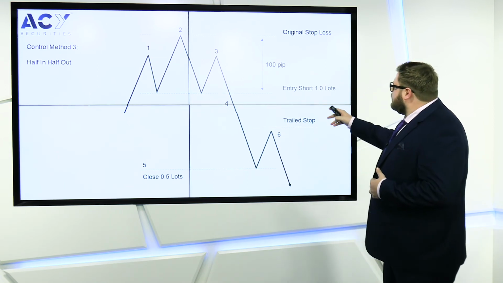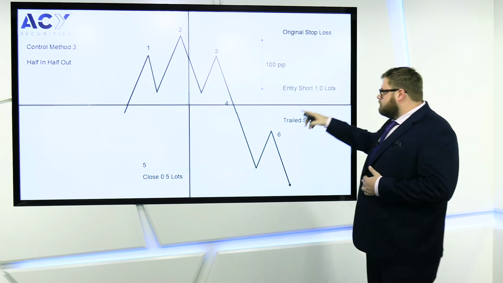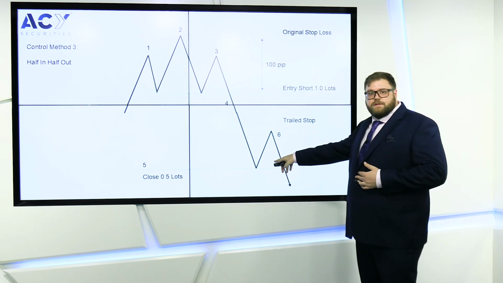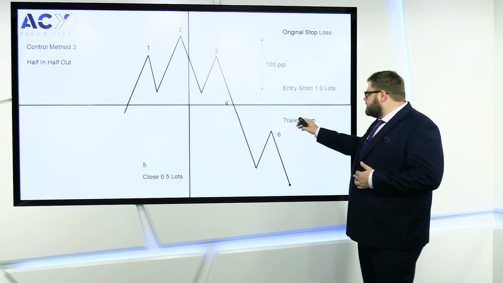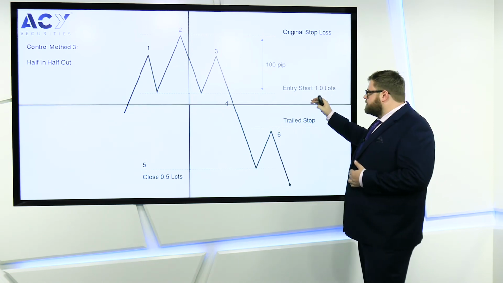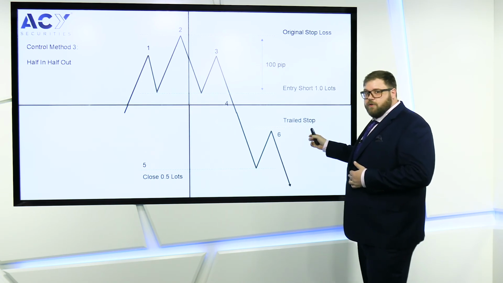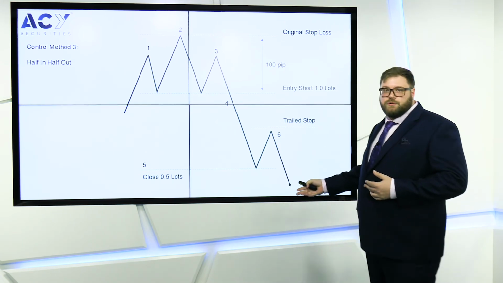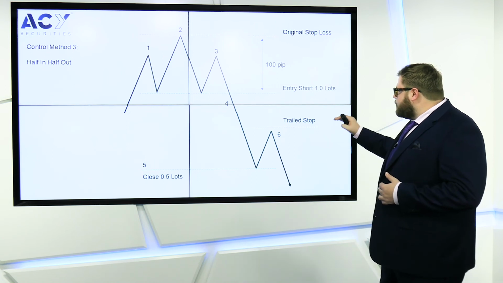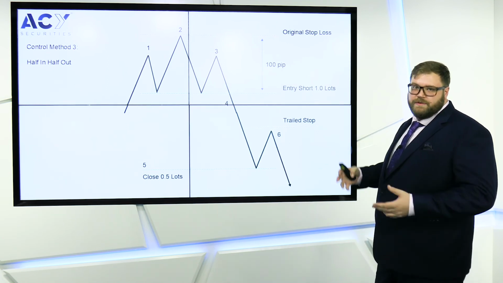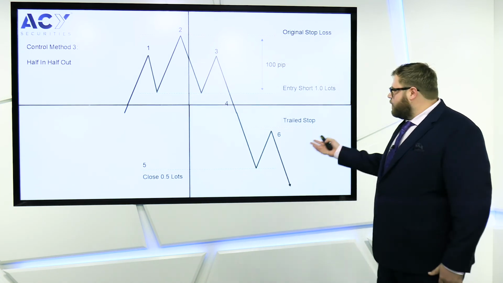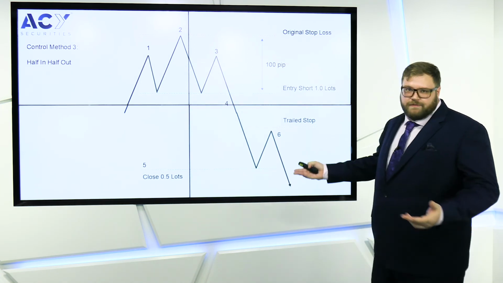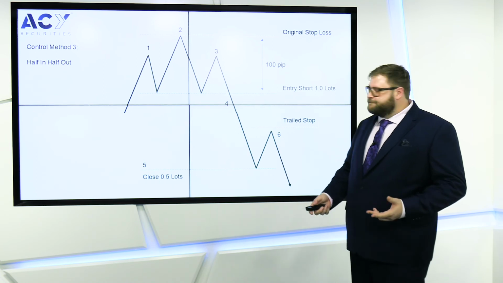So if you entered with one lot, then at point 5, when you get your first point of support, you would close half your position, and then at point 6, you would move that trailing stop down for the remaining 0.5 lots that you still have running for a short trade. It is at this point in time that it actually de-risks your position entirely, because you've already closed off half your profit. No matter where price goes from this point on, it's a free trade in the eyes of the trader.